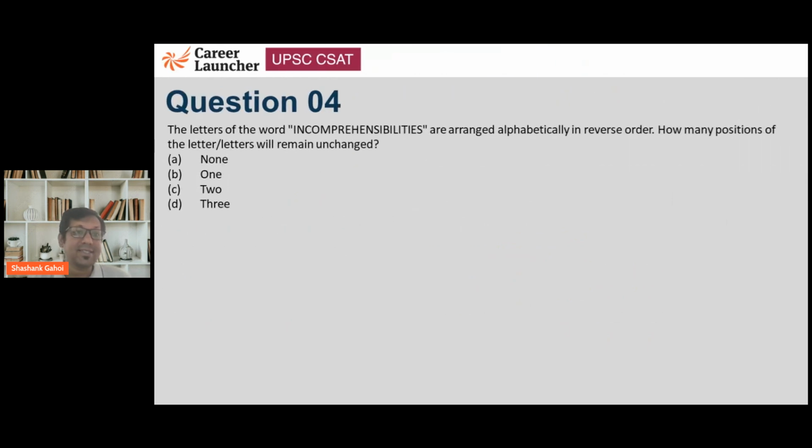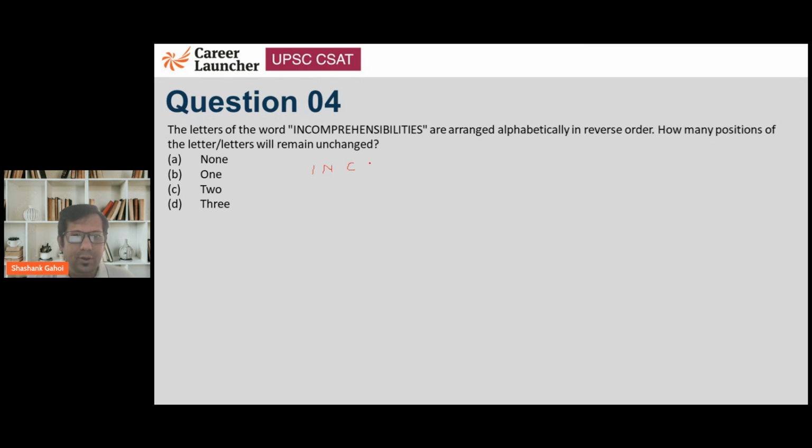What does it say? It says the letters of the word incomprehensibilities are arranged alphabetically. Okay, so it is saying arranged alphabetically in reverse order. Okay, now that's a tricky one, and I wouldn't say it is a tricky one. It is just unnecessarily lengthy.